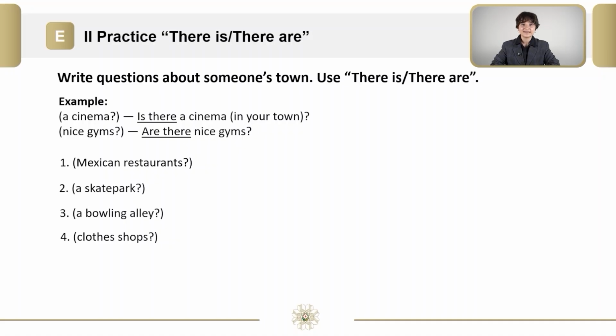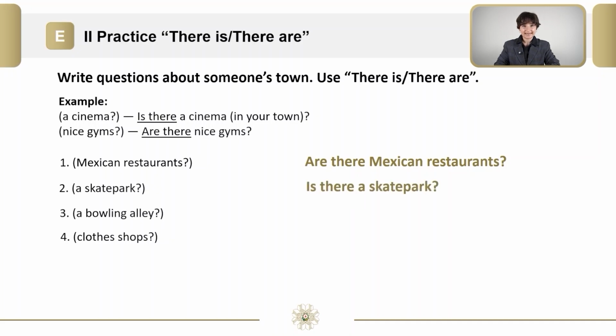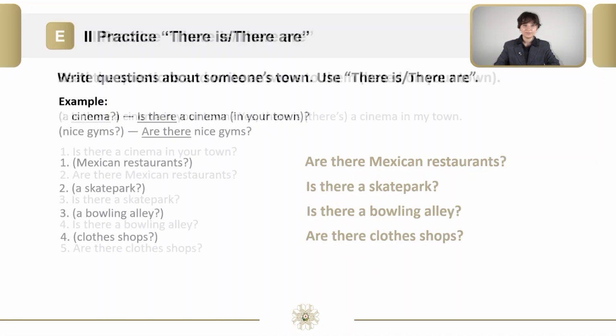Welcome back. It is time to check your answers. The first question would be: Are there Mexican restaurants? The second question would be: Is there a skate park? The third question would be: Is there a bowling alley? The fourth question would be: Are there clothes shops? Well done. Now let's do the third activity.